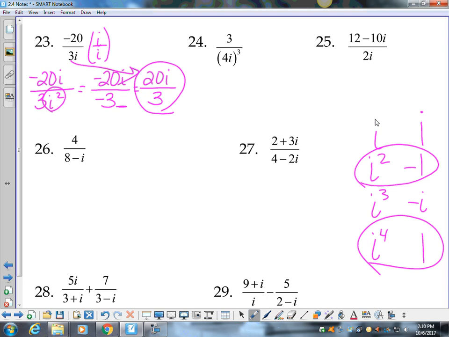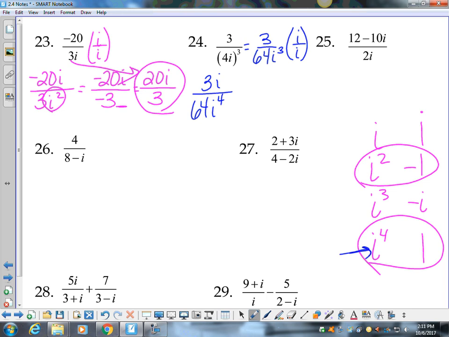Okay, 24. First thing, I'm going to clean the bottom. So that's 64i cubed. It's a single term, so I can just cube it. I don't have to write it 3 times. I can just cube it. Okay, now he's an i cubed, so I'm going to shoot to get him to an i to the 4th. So I'm going to give him an i over i. So that's 3i over 64i to the 4th.